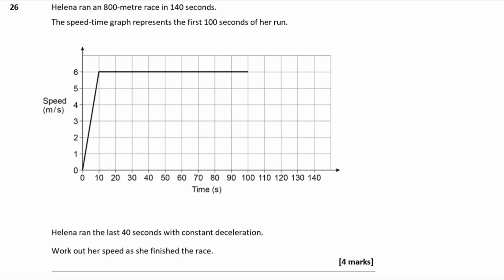Question 26. Helena ran an 800-meter race in 140 seconds. The speed time graph represents the first 100 seconds of her run. Helena ran the last 40 seconds with a constant deceleration. Work out her speed as she finished the race.